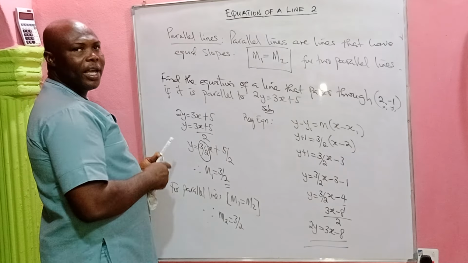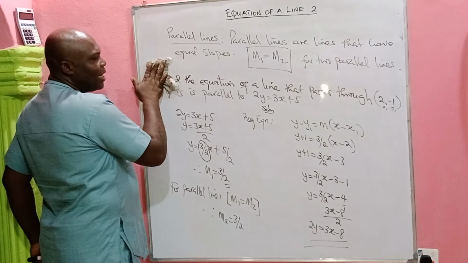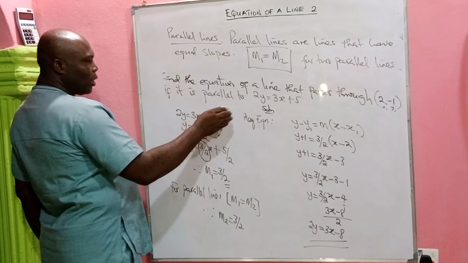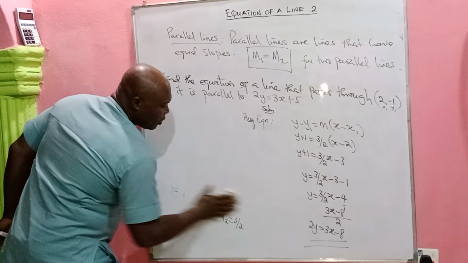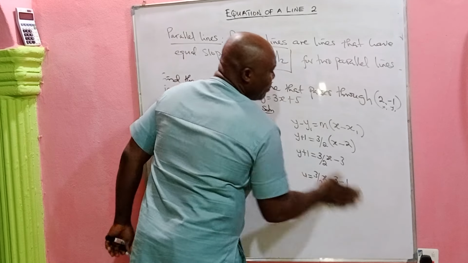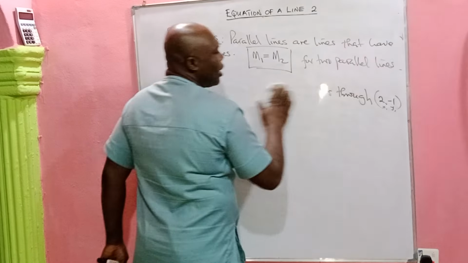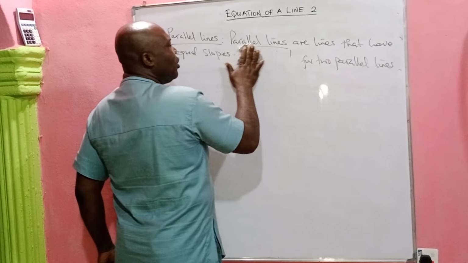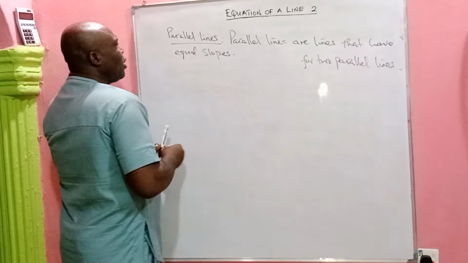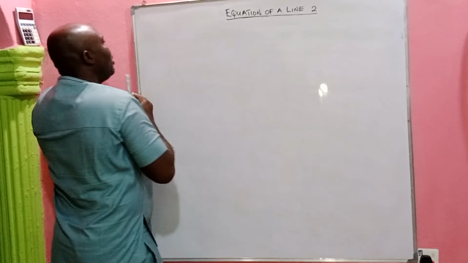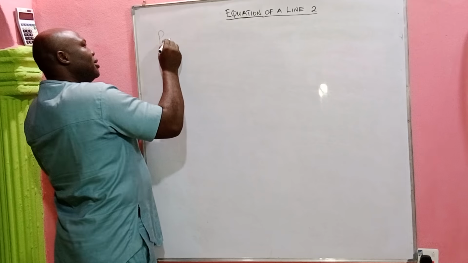Alright, so in the same vein, if we are to find the equation of a line that passes through a given point and is perpendicular to another line, it is the same thing we are going to do. But this time around we have to note the condition for two lines that are perpendicular, because if two lines are perpendicular, the formula changes. Alright, so let's try perpendicular lines.